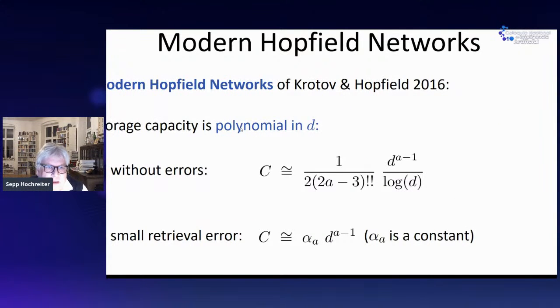But what we now have is that the storage capacity is polynomial in D. Without errors, we get this property: it's D to the power A minus 1. For A equals 2, we know that's the classical Hopfield network. We get linear storage capacity. We know that. But if we increase A to 4, 5, 10, 20, we get high storage capacity. And the same with retrieval error. With small retrieval error, we get some constant, and then again, it's polynomial in D, and the exponent is governed by this A. And this A comes from the energy function. Instead of a quadratic term of the dot products, we now use terms which are to the power of A.